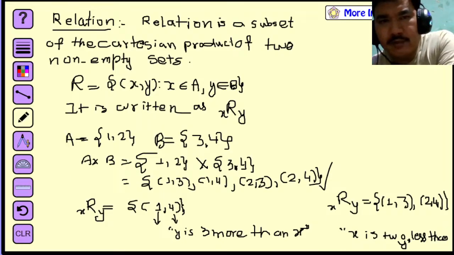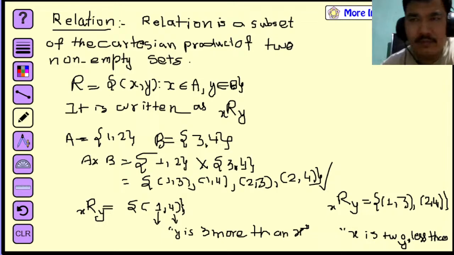Okay, students, look here. With this example, I think you are clear about the definition of relation, right? Now I am going to clear about this. I want to clear about this topic, okay? I want to clear the board. See here.